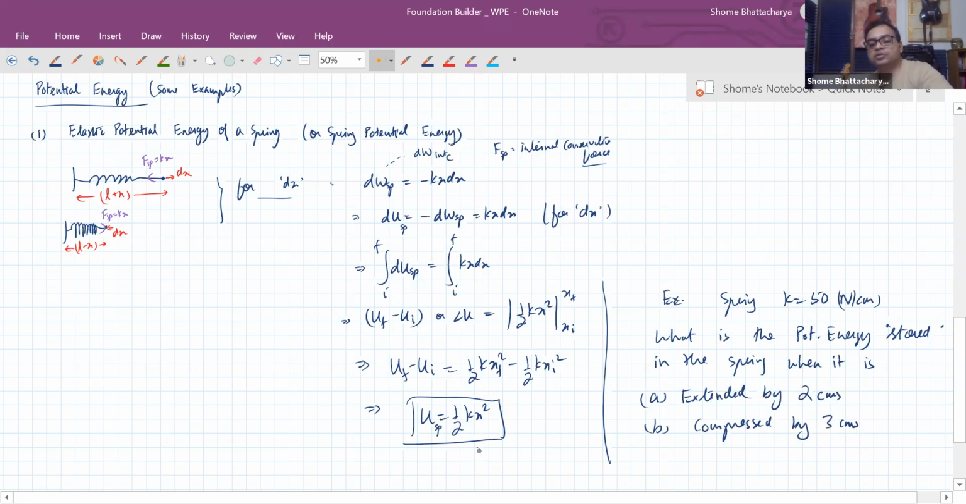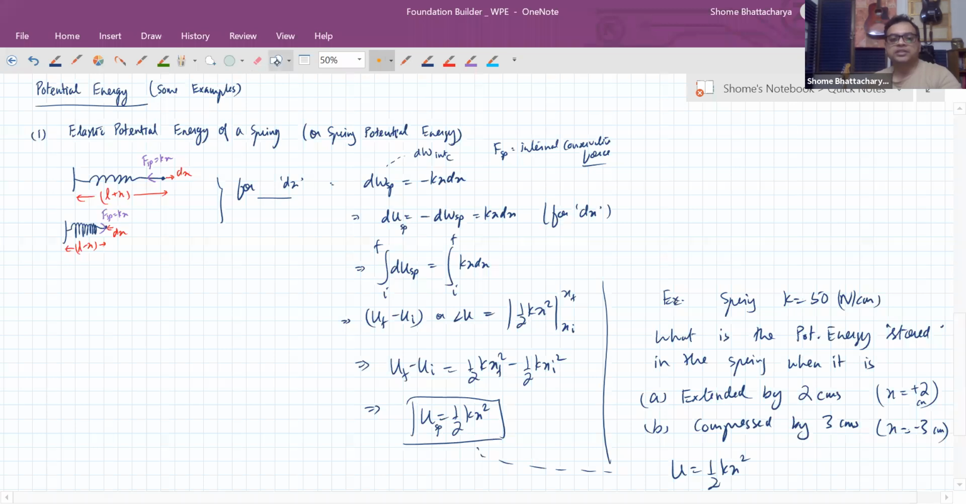So what is the formula we'll use? You'll use this formula, that potential energy will be half kx square. In this, you will substitute x as plus 2 because it is extended, in centimeters. In this, you will substitute x as minus 3 because it is compressed. But either way, you will see the potential energy of the spring will be a positive quantity because it's an x square term. Okay. So make a note of this first. This is the first thing we are learning today, the relation between the state of the spring, which is x, the amount of compression or extension, and the potential energy stored in the spring, which is given by the formula half kx square.